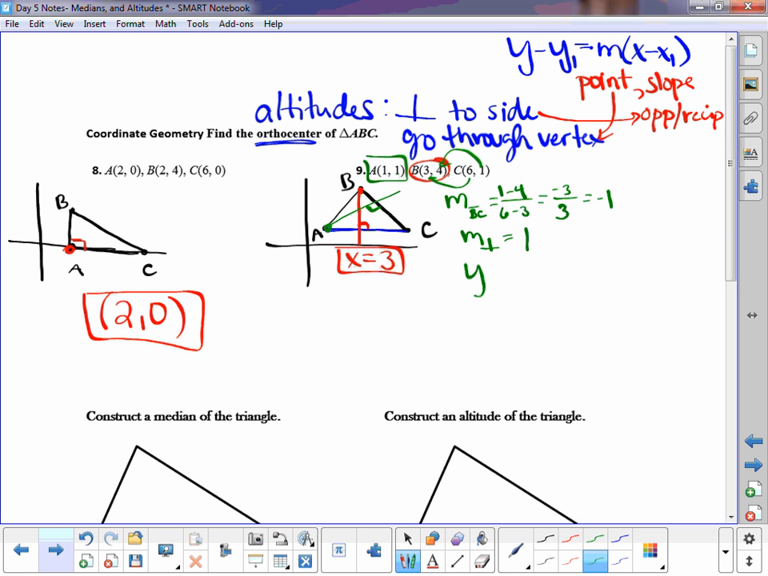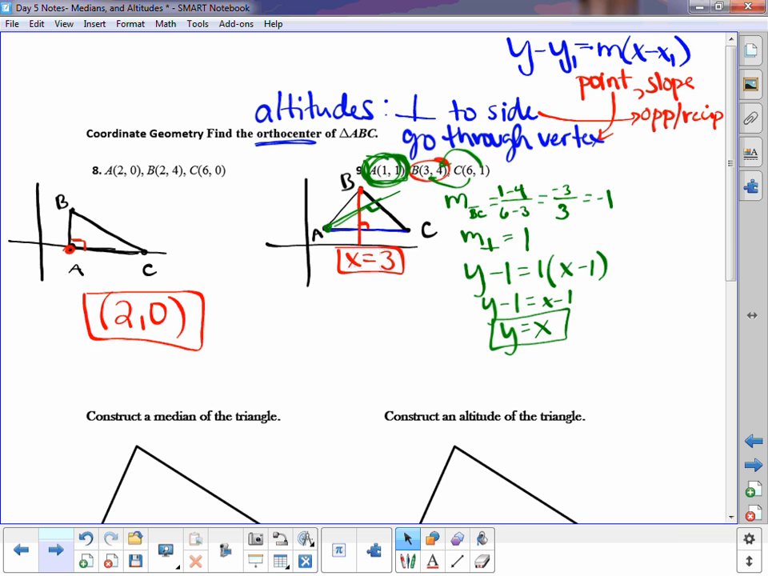Alright, so let's combine this together into an equation of the line. So again, I'm using my vertex A and the slope 1. So y minus 1 equals 1 times x minus 1. y minus 1 equals x minus 1. What does y equal? x. Yeah, when we add the one over, our constants cancel out. We end up getting just the equation y equals x.